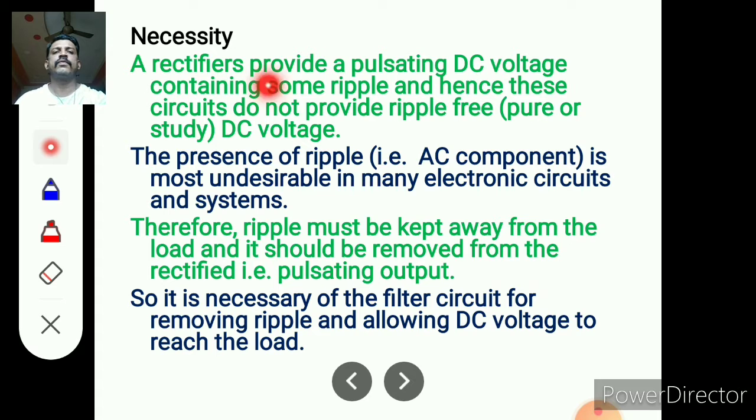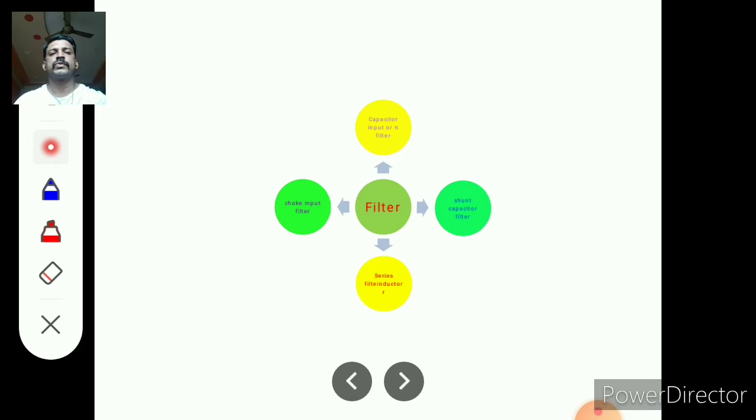Necessity: a rectifier provides a pulsating DC voltage containing some ripple, and hence these circuits do not provide ripple free or pure steady DC voltage. The presence of ripple, that is the AC component, is most undesirable in many electronic circuits and systems. Therefore, the ripple must be kept away from the load and it should be removed from the rectified, that is pulsating, output. So a filter circuit is necessary for removing ripple and allowing DC voltage to reach the load.